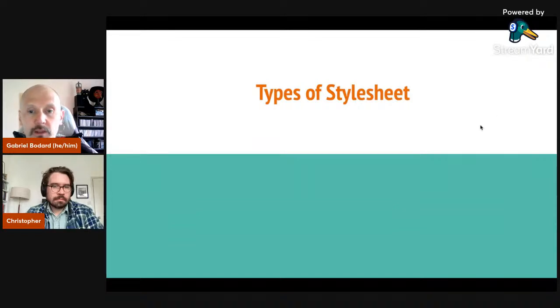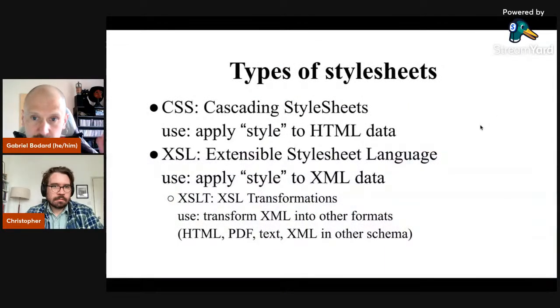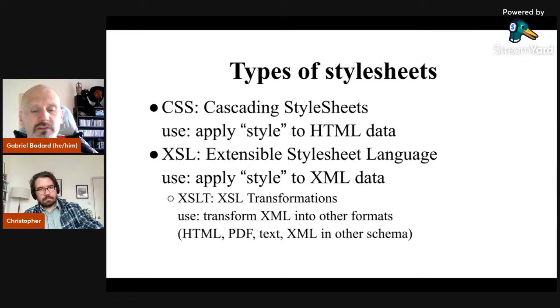So for the first example, these are the types of style sheets from Tom's slides. So we have cascading style sheets, CSS, which apply style to HTML data or other XML. And then we have XSL, which is the extensible style sheet language, which applies style to XML data. And in particular, the flavor of XSL that we mostly talk about, XSLT, for transformations, applies style to XML data by transforming it into some other format, usually another XML format, such as HTML or the format behind PDF or OpenOffice documents or so forth, but it can also produce plain text or JSON or other formats.